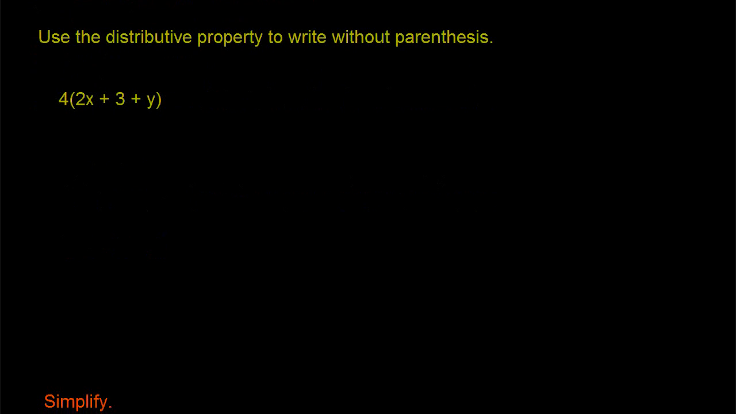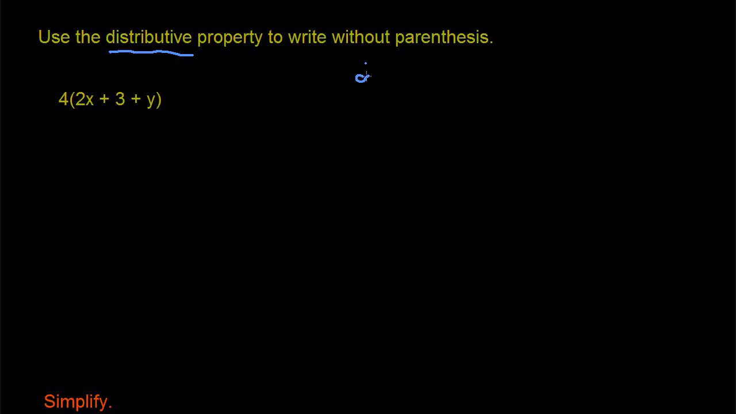So our first problem reads as such: use the distributive property to write without parentheses. And then we have 4 times a quantity 2x plus 3 plus y, which is in parentheses.